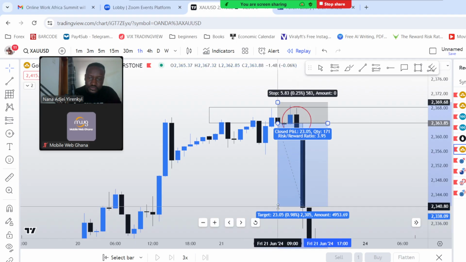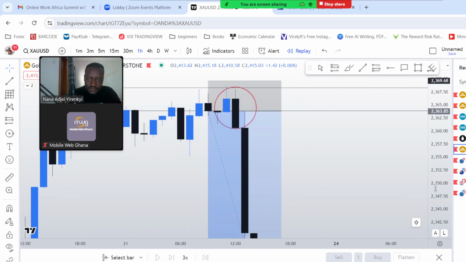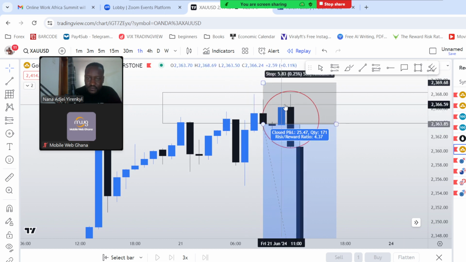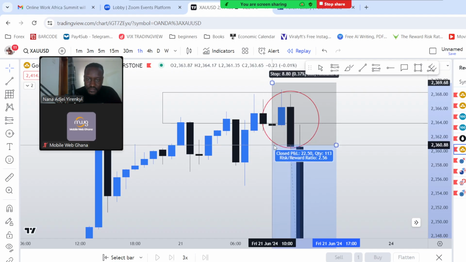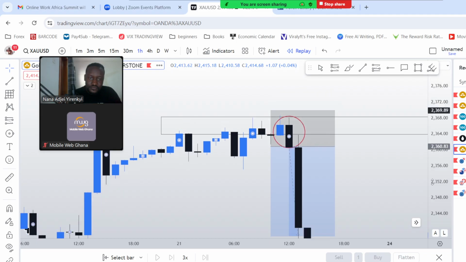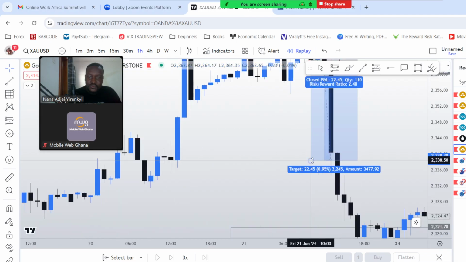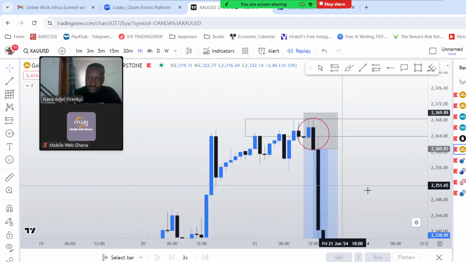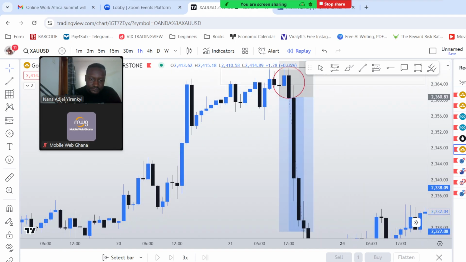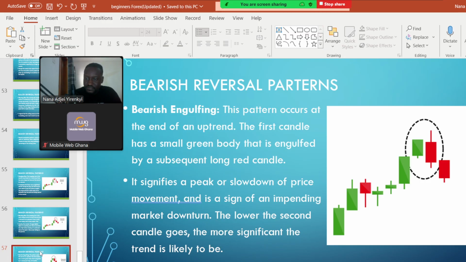If we are not able to enter at the first confirmation, which is the hanging man, we could have waited for a clearer confirmation, which is the bearish engulfing, erasing the gains of this bullish candle. Then you can also enter from here, place the stop loss right above the level, and target a decent risk to reward. So that is how we look out for trades in the market. All right, so that is it for the bearish engulfing.